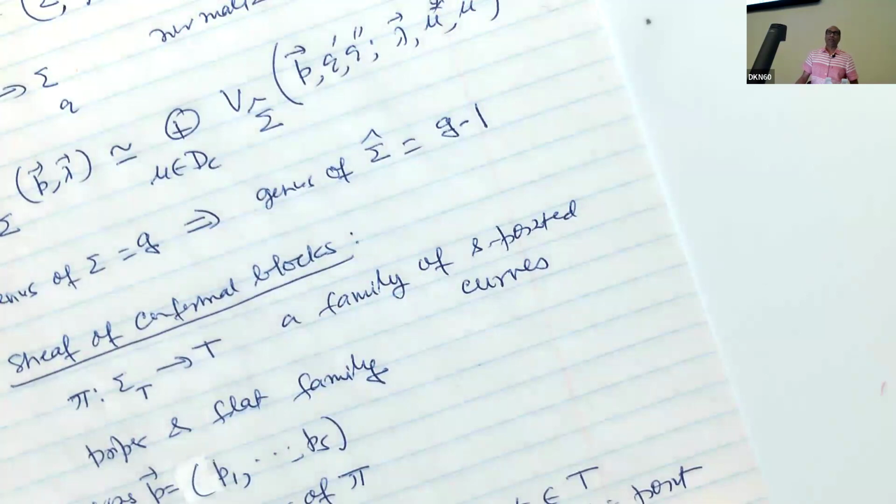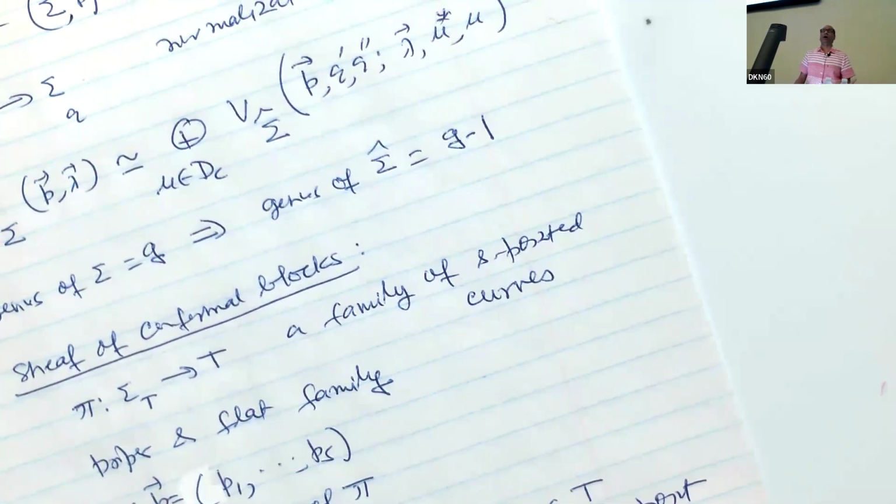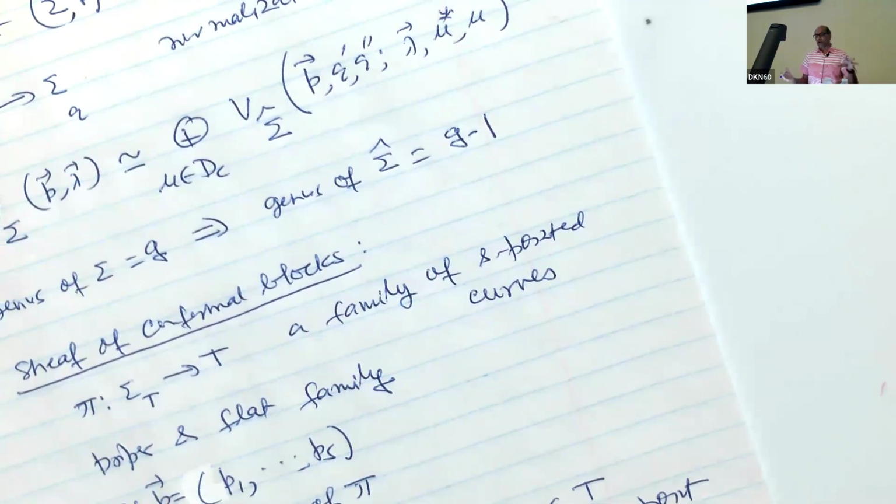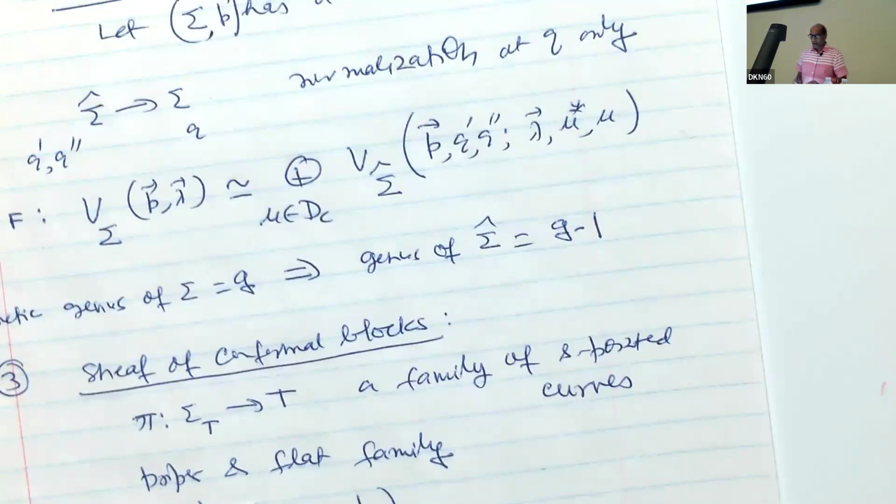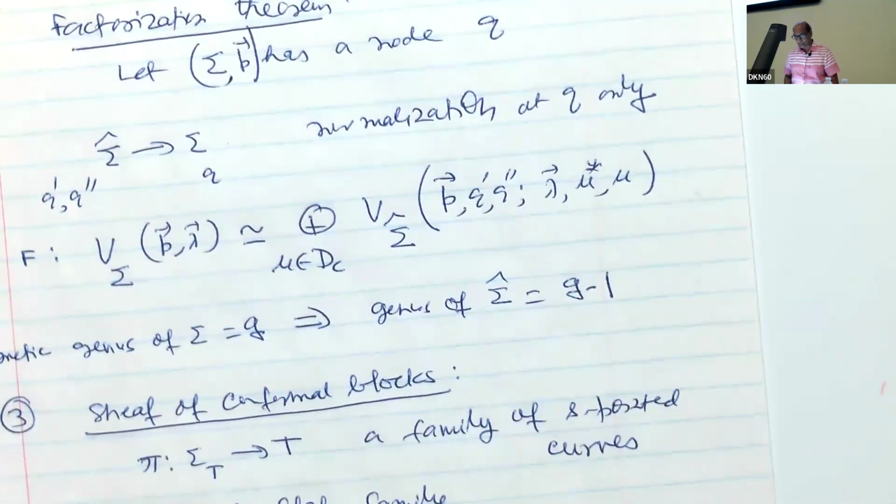So now I'm going to get 2 points over this node, and I'm going to get a smooth curve. Let's assume that Q is the only node on this curve. So I'm going to get a smooth curve, but the genus has decreased by 1. I started with a curve of genus G, and I decreased to a curve of genus G minus 1. And you will see why it is so important. But let me first state the factorization theorem.